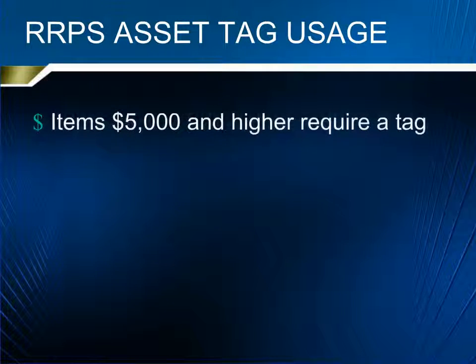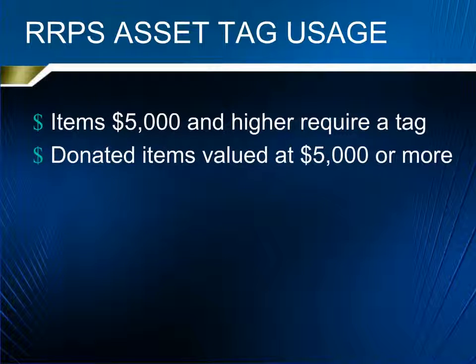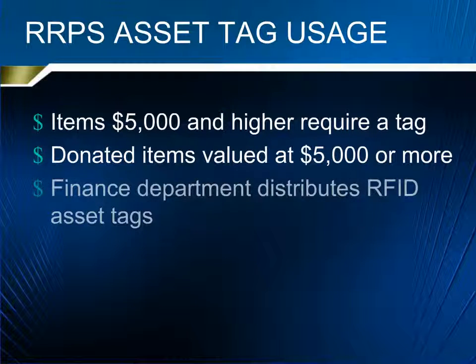Items having a value of $5,000 or more require an asset tag, including donated items. Donated items, new or used, valued at $5,000 or more, become property of Rio Rancho Public Schools and will follow all fixed asset disposal procedures. Paperwork valuing the donated item, such as an invoice or appraisal, should be forwarded to finance so we can add the item to our fixed asset system. Finance Department distributes RFID or radio frequency asset tags for items costing $5,000 or more.